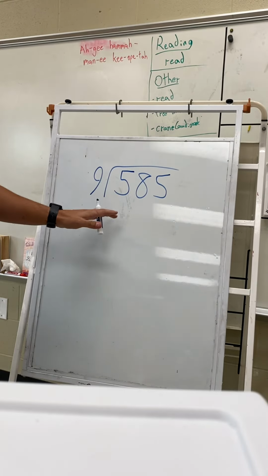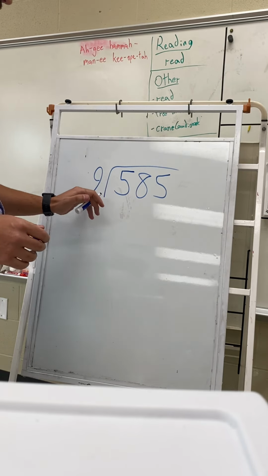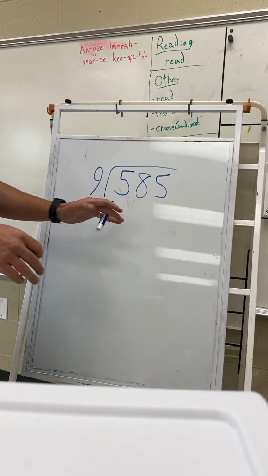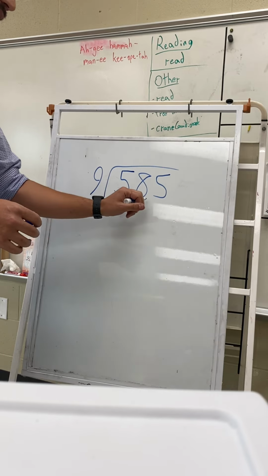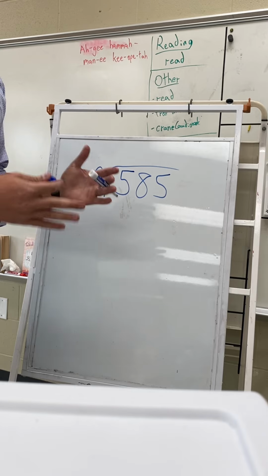So our first problem is 585 divided by 9. The first thing we look at is, can 9 go inside of 5? And it can't fit. So then we look at this as a chunk. Can 9 go inside of 58? And it can, but the question is how many times?